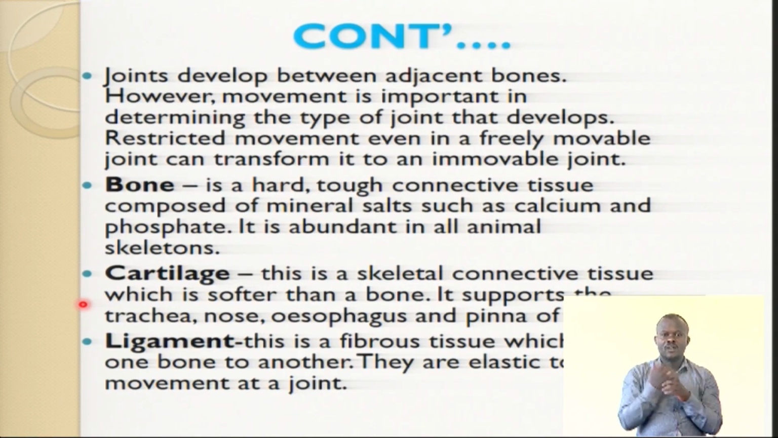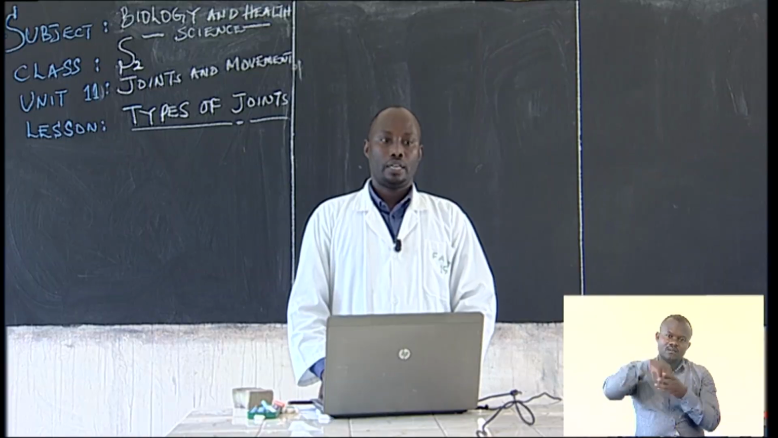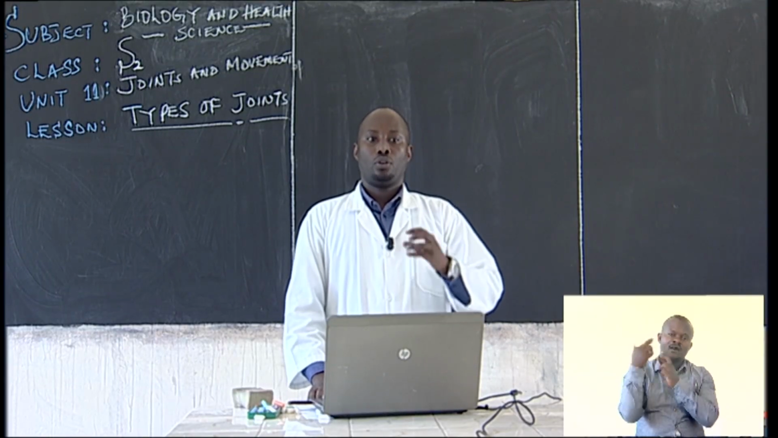We talk about the cartilage. This is a skeletal connective tissue which is softer than the bone. Which parts of the body have cartilages? We have the ear. It is made up of cartilages, not bones, because they are much softer than bones. Cartilage also supports the trachea. The trachea is also made up of cartilages. The nose, the esophagus, the pinna of the ear, all these are made up of cartilages. Cartilages are responsible for giving support.